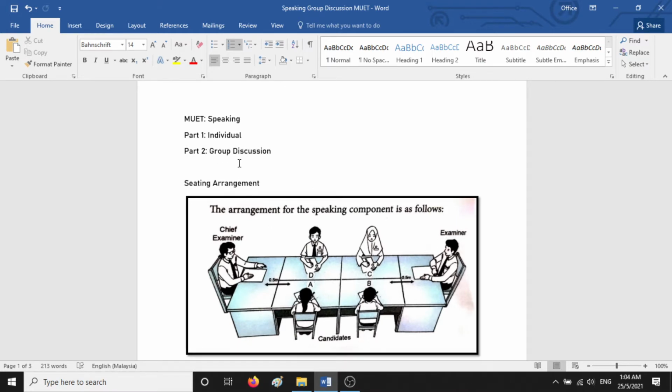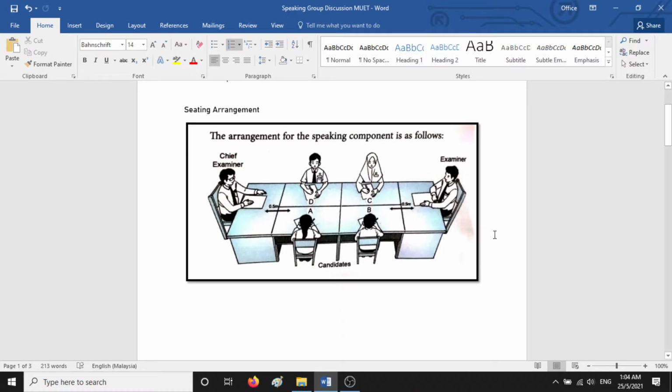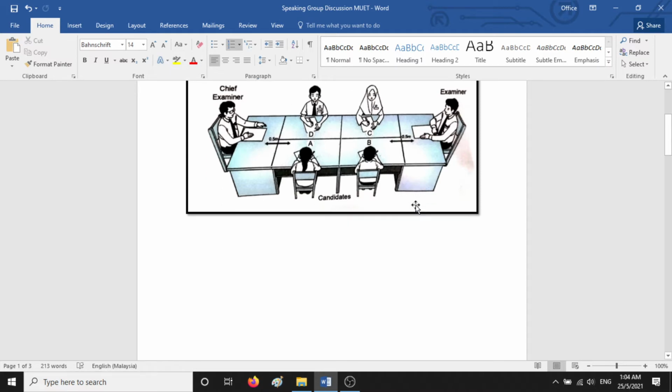Before we go into details, let's try to understand how the situation during the examination looks like. You'll be sitting like this: candidate A, candidate B, candidate C and D over here, and then you have two examiners. During my time it was a bit different. Both of the examiners were sitting together here, but during your time, it looks like this. So now you understand that you'll be looking at each other while presenting and having the discussion.